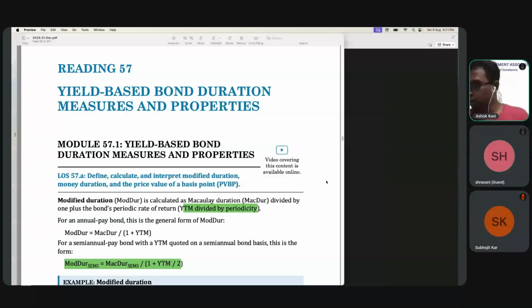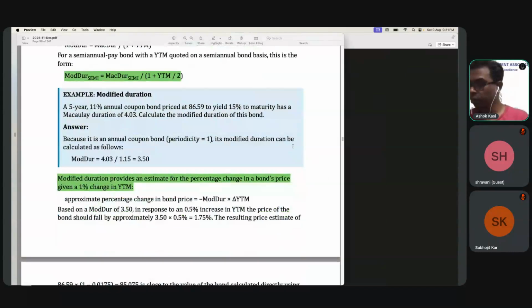Macaulay duration we saw. Okay, then next one, modified duration. Now you just have to see the question and try to do it on your own. See this: a 5-year 11% annual coupon bond priced at 86.59 to yield 15% to maturity has a Macaulay duration of 4.03. Calculate the modified duration of the bond.